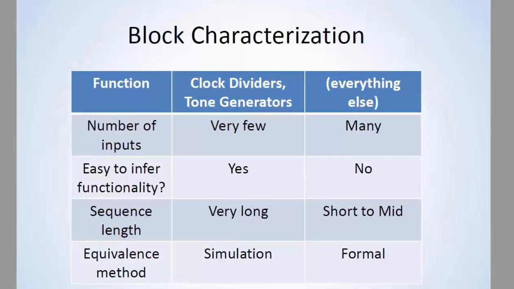design blocks fell into two basic categories. One is clock dividers and tone generators, which can be characterized by having very few inputs, easy to infer functionality, and very long sequence lengths. And for those, we use the equivalence method of just simulating them, because we could, and it was easy.